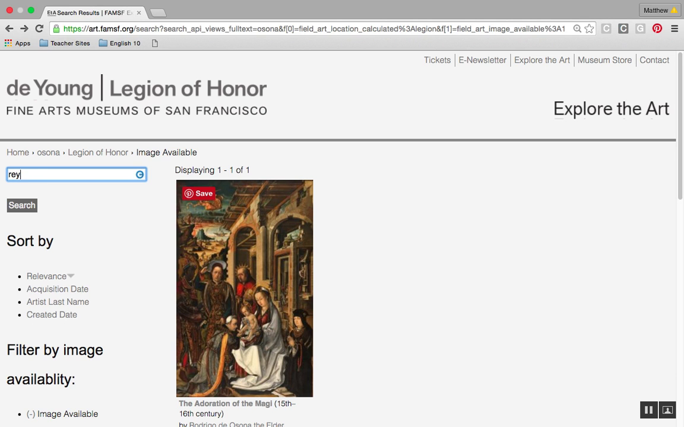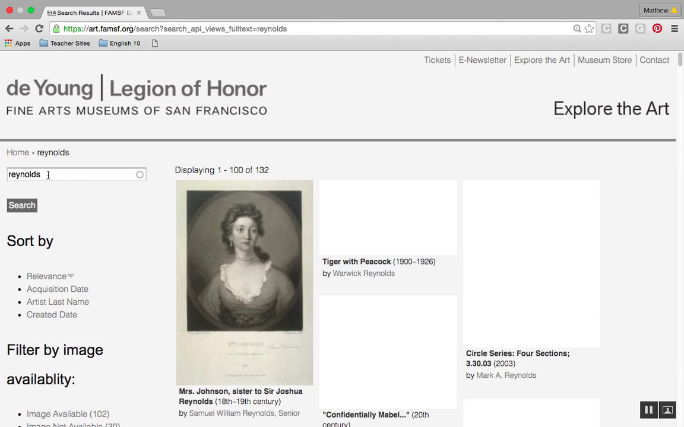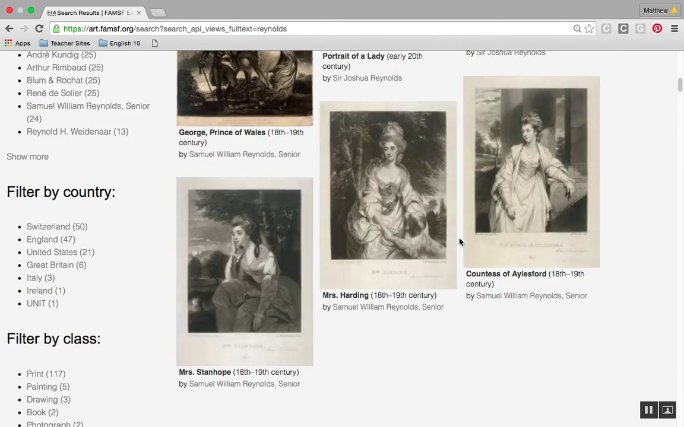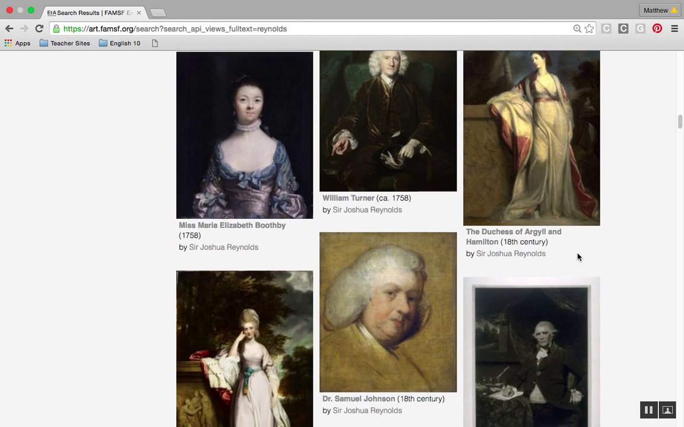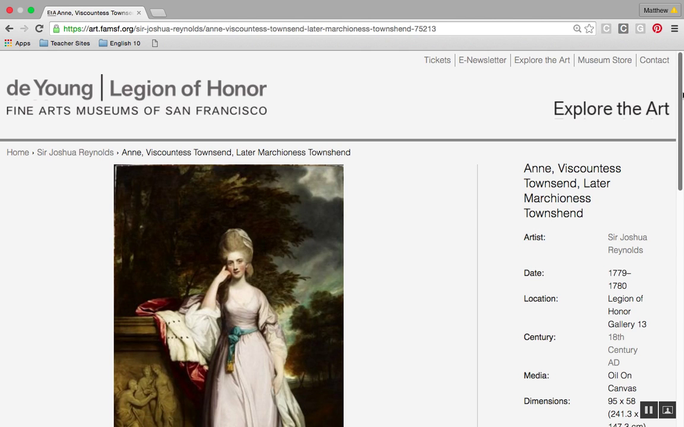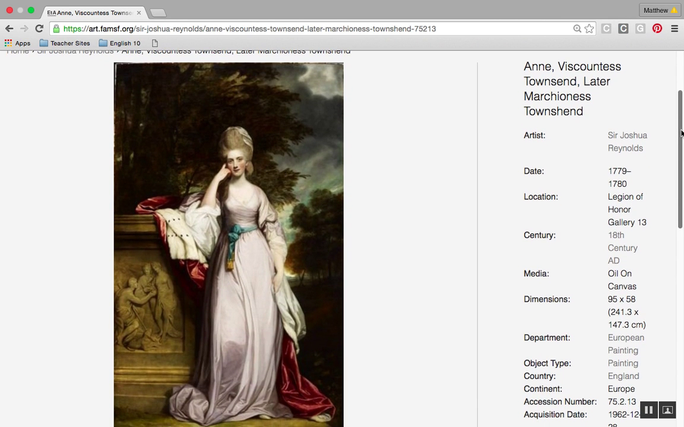Oops. If I spell it right, it works even better. All right, and again, I'm just searching the database here of the Fine Arts Museums of San Francisco. All right, and I'm going to locate the painting that I want, and here we are. All right, so we're going to move ahead in time, right? So we're just in the Renaissance, and now we're going to be moving to the Age of Enlightenment.